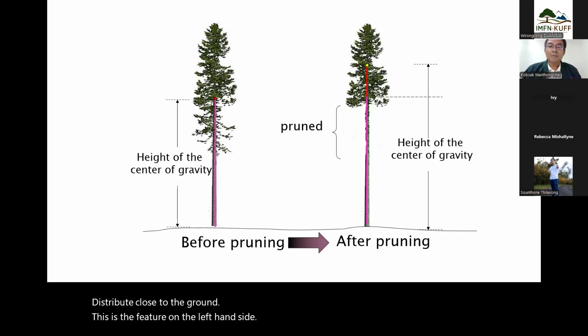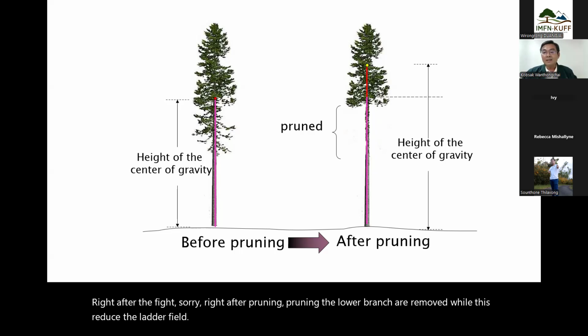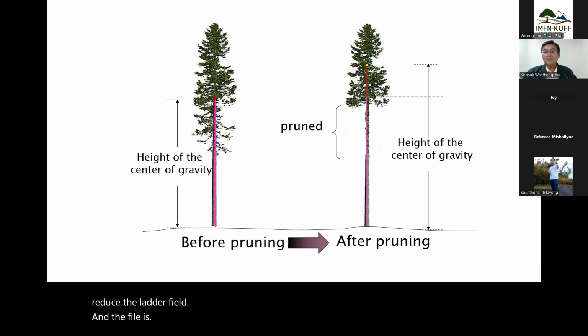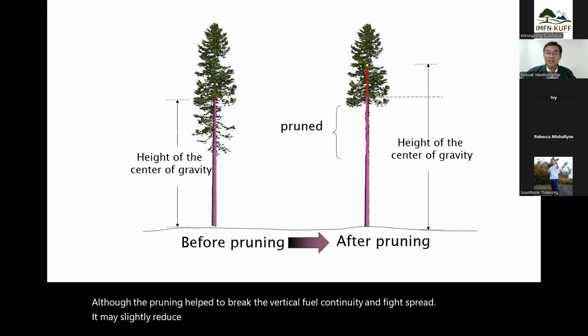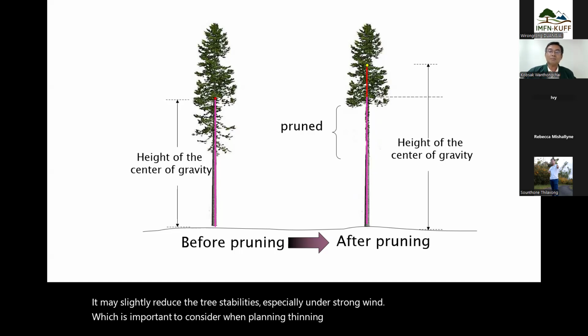On your right-hand side, right after pruning, the lower branches are removed, which reduces the ladder fuel and the fire risk. It also shifts the center of gravity higher up the tree, as more mass remains in the upper crown. So what I want to mention is that although pruning helps to break the vertical fuel continuity and fire spread, it may slightly reduce the tree stability, especially under strong wind, which is important to consider when planning thinning and pruning operations. So please be careful.